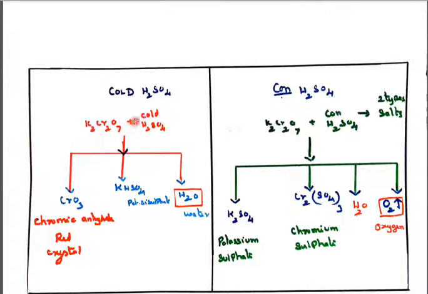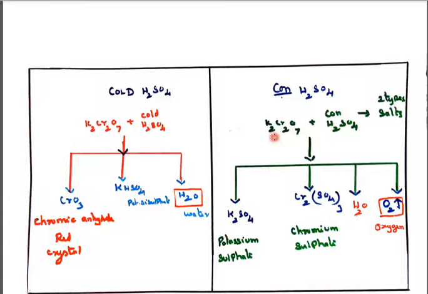Potassium dichromate in cold sulfuric acid gives three different products. I told you it liberates water. In hot concentrated sulfuric acid, it gives oxygen. That is the main thing. Balancing the equation was already explained, so you just go through that. The main compound is chromic anhydride crystal, and it gives potassium bisulfate salt as a byproduct.